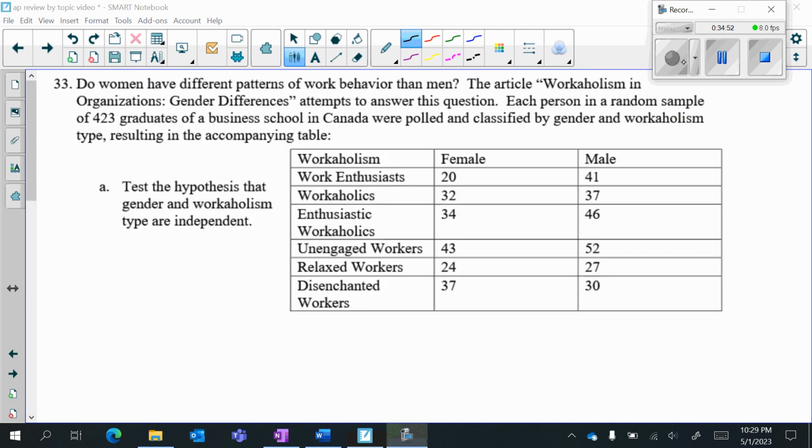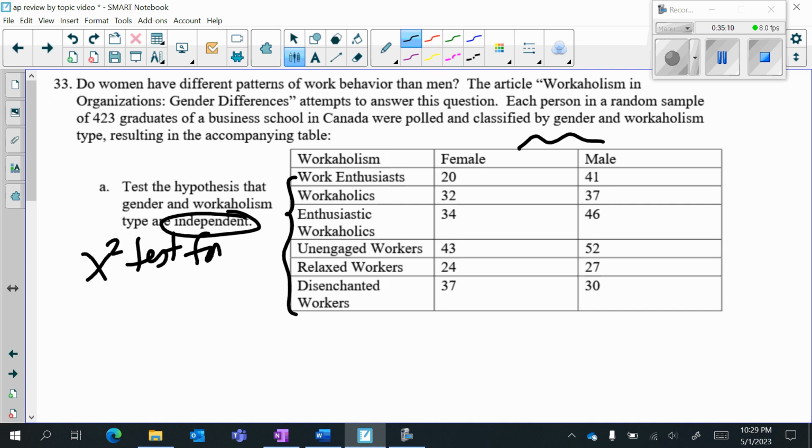Now we're going to look at number 33. Number 33 is talking about two categorical variables. The two categorical variables are gender, which is the column variable, and workaholism type. So as soon as you see the word independent or association, this is going to be a chi-squared test for association/independence.